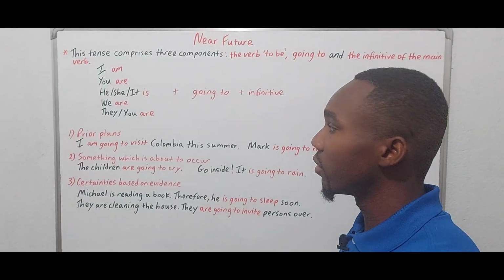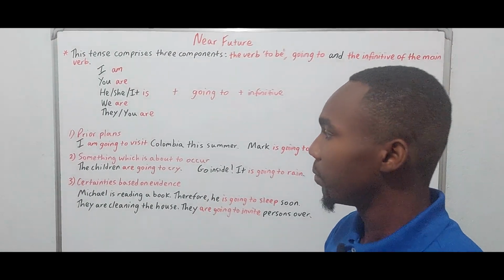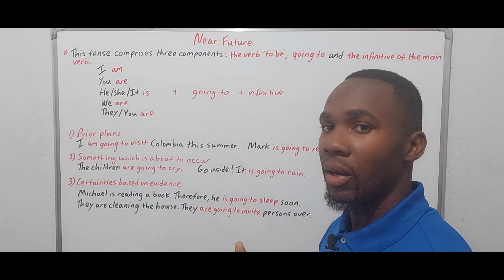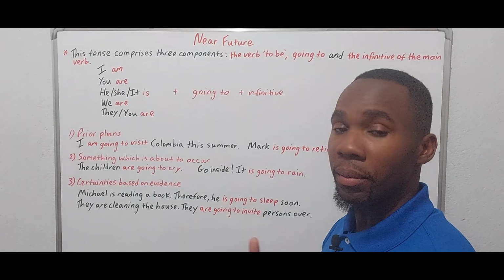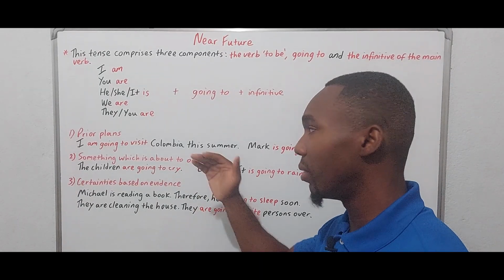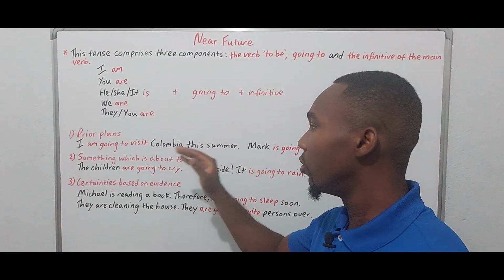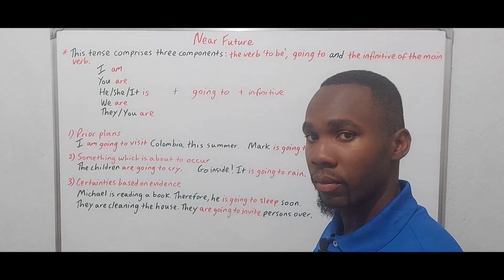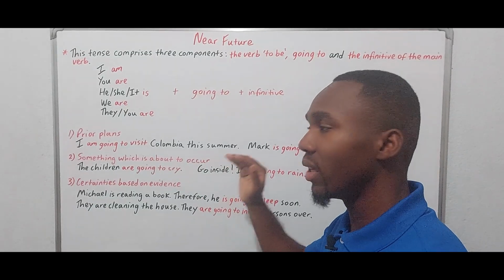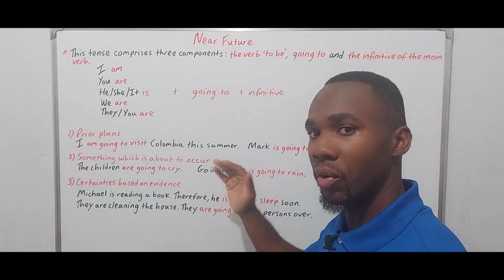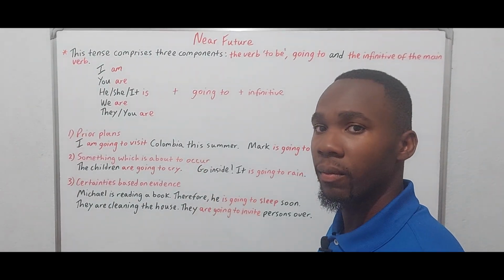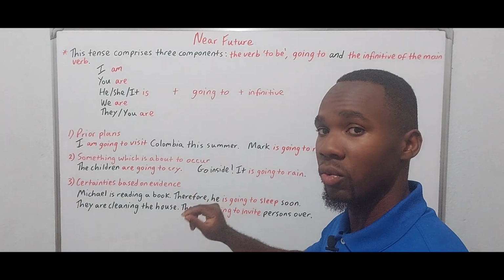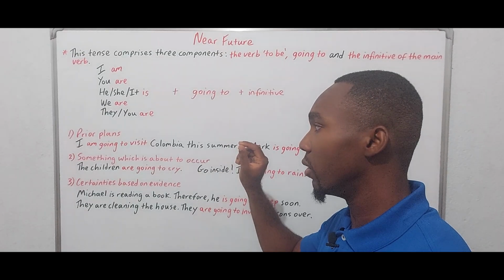So one, prior plans. I am going to visit Colombia this summer. When I say prior plans, I'm talking about a plan that was made in the past, long before the present time, right? That could have been decided upon years ago. But the point is, it was decided upon before this current point in time. All right, and this is where we see the first difference between the two tenses.